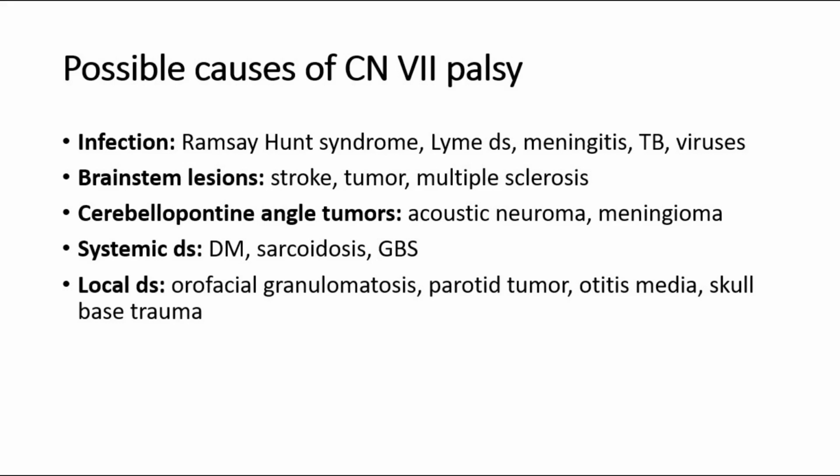Brainstem lesions like stroke, tumor, or multiple sclerosis. Cerebellopontine angle tumors such as acoustic neuroma or meningioma. Systemic disease like diabetes, sarcoidosis, Guillain-Barré syndrome. And even local diseases such as orofacial granulomatosis, parotid tumors, otitis media, and also skull-base trauma. So these are all of the causes of 7th cranial nerve palsy.